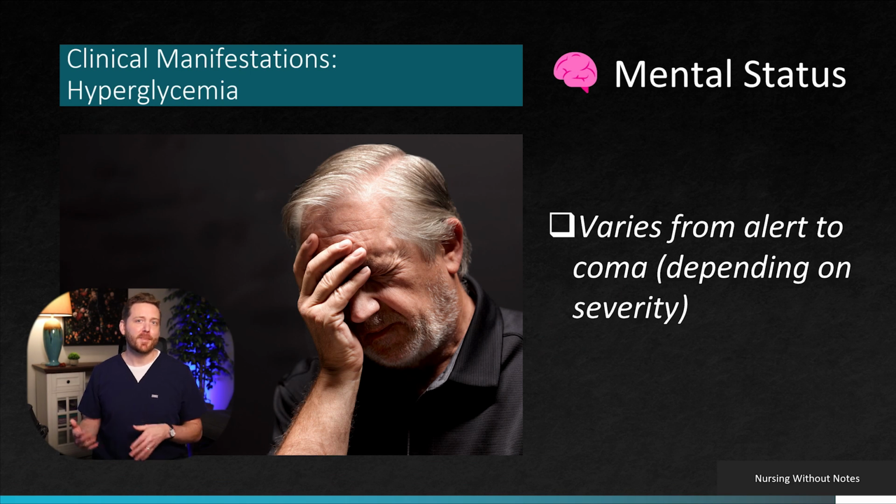While textbooks typically emphasize the classic symptoms of hypoglycemia concerning mental status, it's worth noting that the severity of mental status changes can vary from alertness to coma in cases of severe hyperglycemia, which we won't cover in this video.